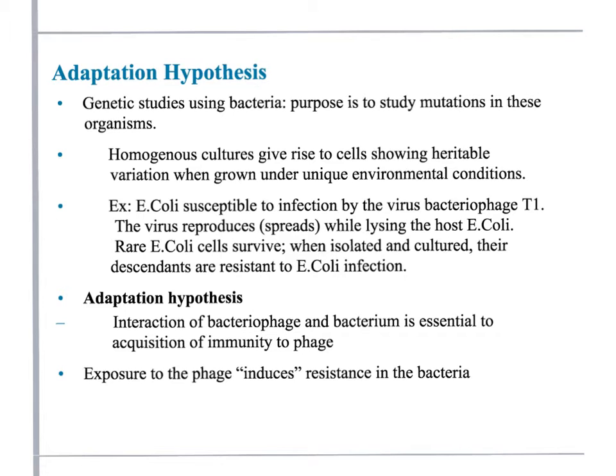When these cultures are grown in unique environmental conditions, that's really another way of saying a very controlled environmental condition. You can have one condition at one temperature and another at a different temperature, with the same culture in each environment, and see how many mutations may occur, how many heritable variations result from those changes. One example is E. coli, and we're going to see E. coli a lot in this chapter. It's susceptible to infection by the virus, the bacteriophage T1.